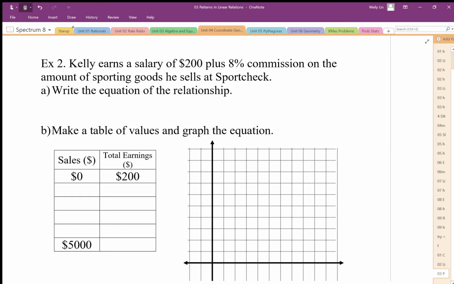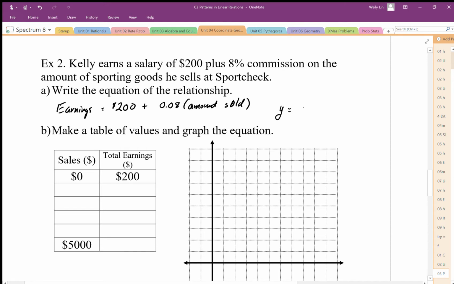So what does my equation look like? It's going to look like this: earnings is equal to, we start with $200 and we're going to add on 8% times the amount sold. And as an xy equation, we can write this as y equals 200 plus 0.08x.